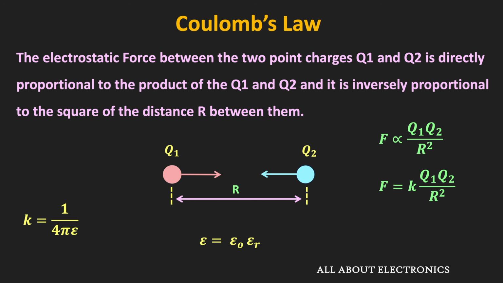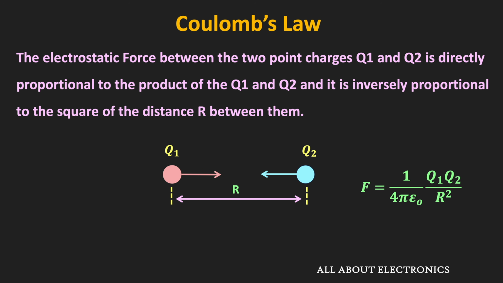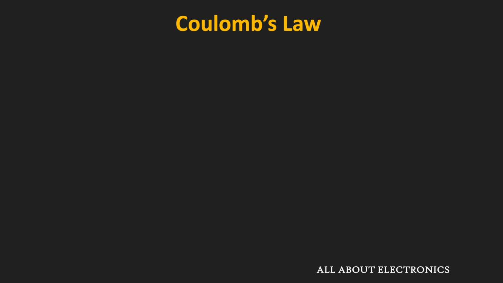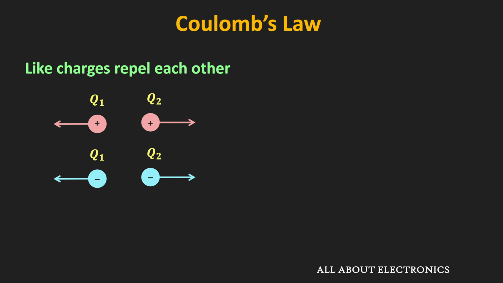Now, while finding this electrostatic force, we also need to consider the sign of the charges Q1 and Q2. As we know, like charges repel each other. That means if both charges are positive or both negative, then there will be a repelling force between the two charges. In that case, Q1 times Q2 will be positive, and due to that, as per this expression, the force F will also have a positive value.